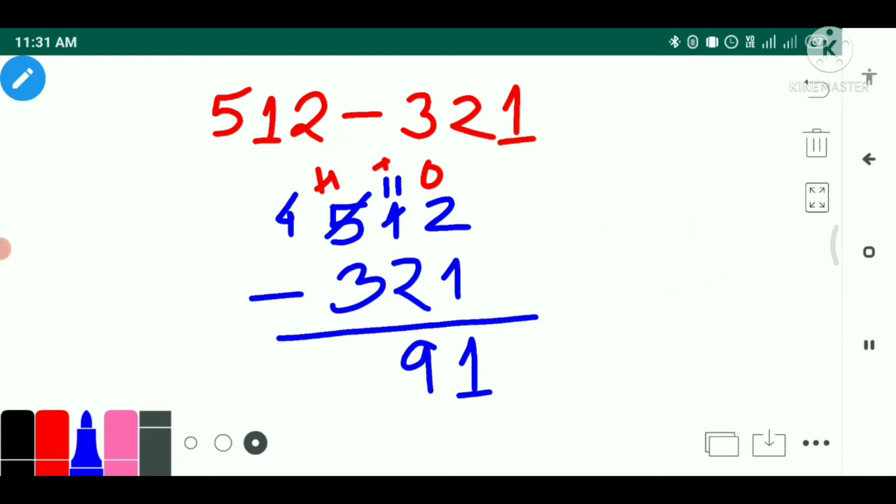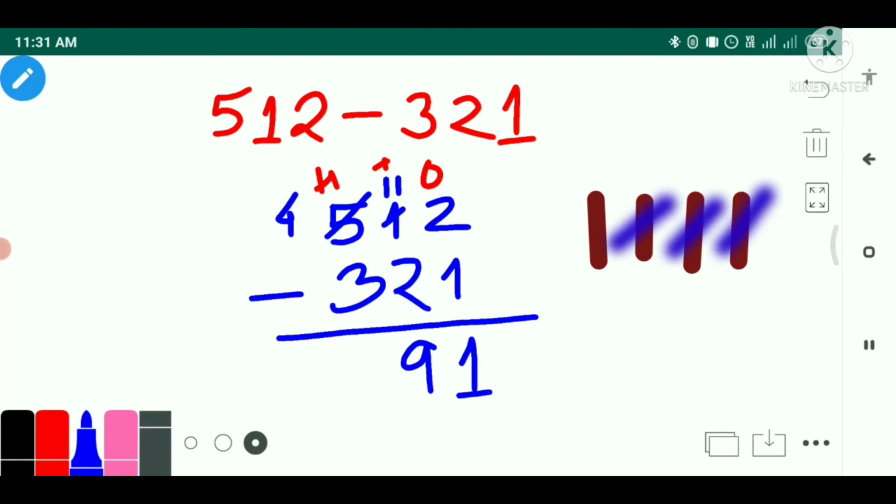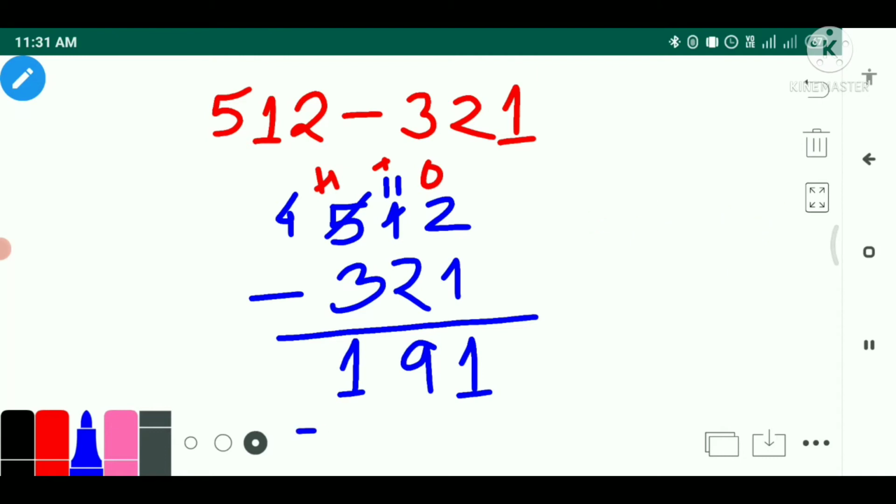9, right? Now see, in 100 place 4 is there, so just imagine 4 lines and now just cut 3 of them. How many lines will be left behind? 1. So your answer will be what? 191. So like this only we will subtract any 3-digit number with regrouping of tens. Now we'll do some questions that are given in your book.